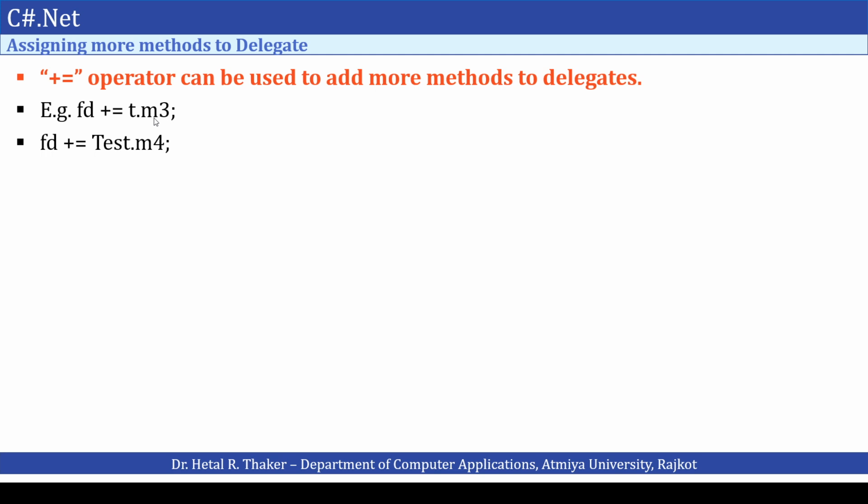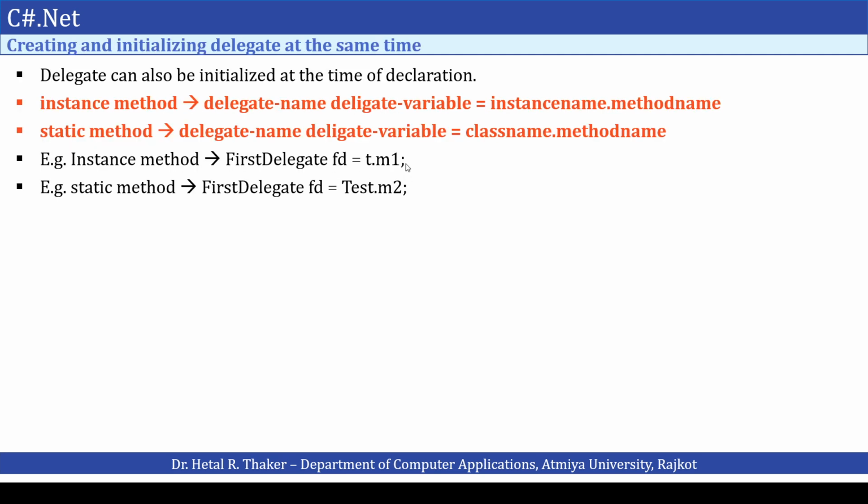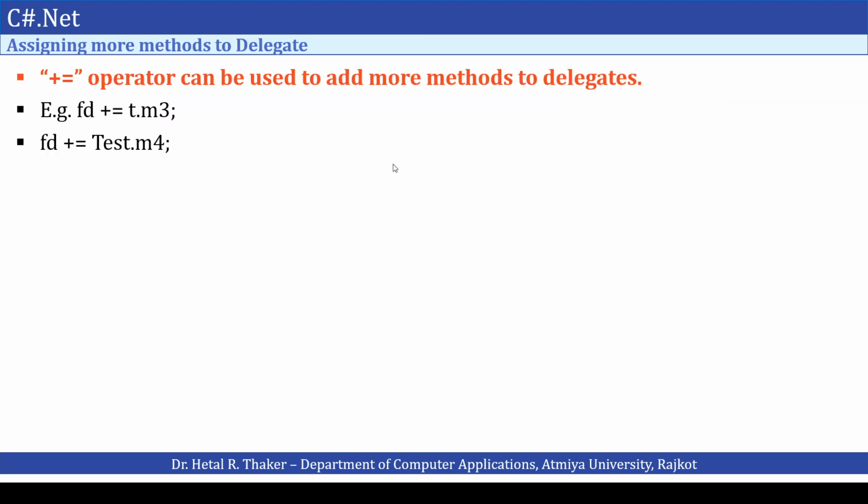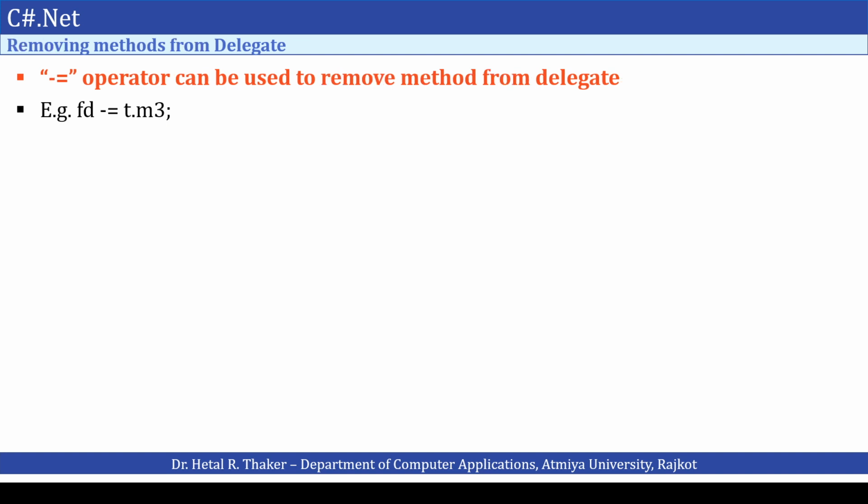Now suppose that in the previous slide, fd holds the reference to the method 1 m1. Now we also want that it should point to the method M3. So fd plus equal to t dot M3 will do that task. The way we can add, we can also remove the method from delegate. For that, minus equal to operator can be used. And fd minus equal to t dot M3. This statement means now fd is no longer pointing to method 3.